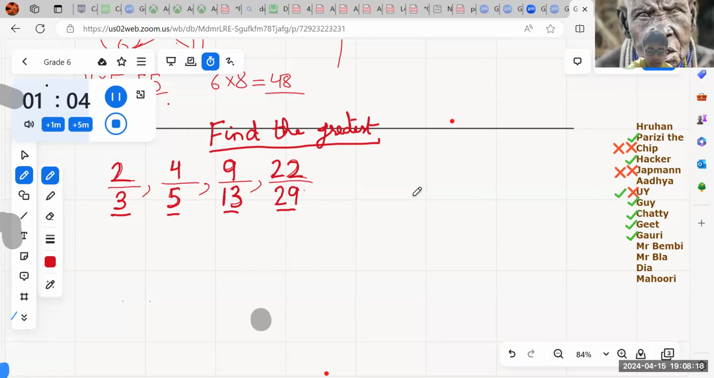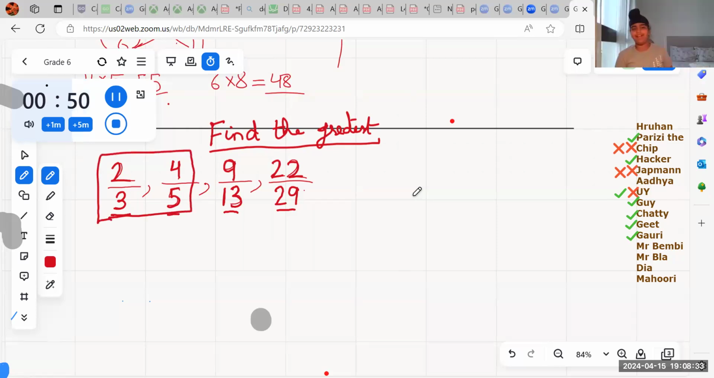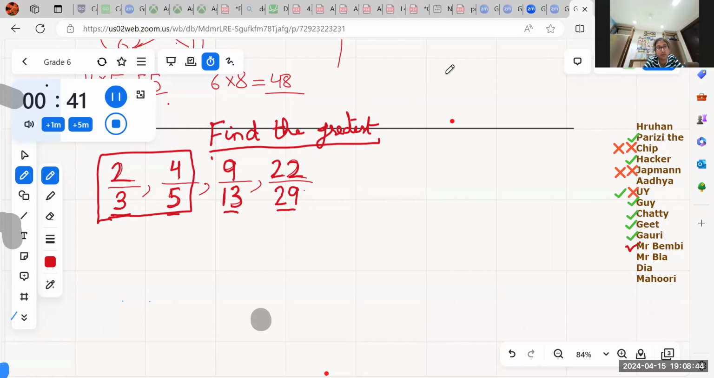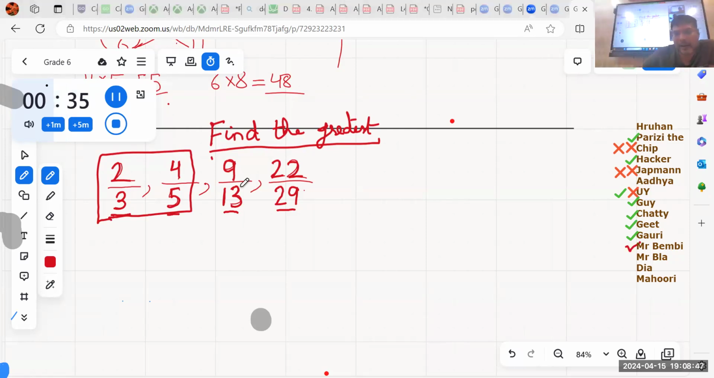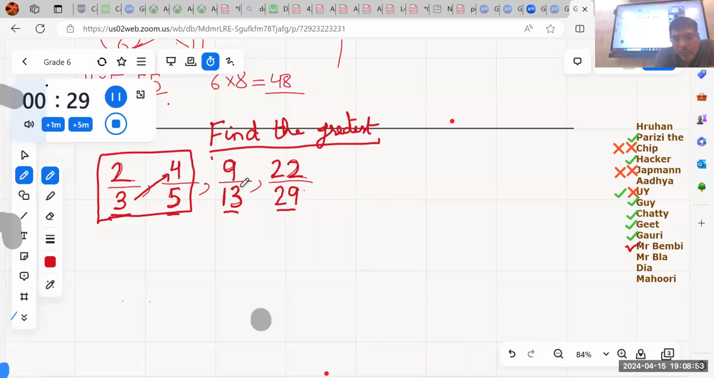Can you just explain? It will take a long time. All right, let me explain. Okay, so what we do first, we take two sets of numbers. Chip and Candy, which one is greater, 2 by 3 or 4 by 5? Sir, 4 by 5, because 3 into 4 is 12 and 5 into 2 is 10. So 4 by 5 is greater.